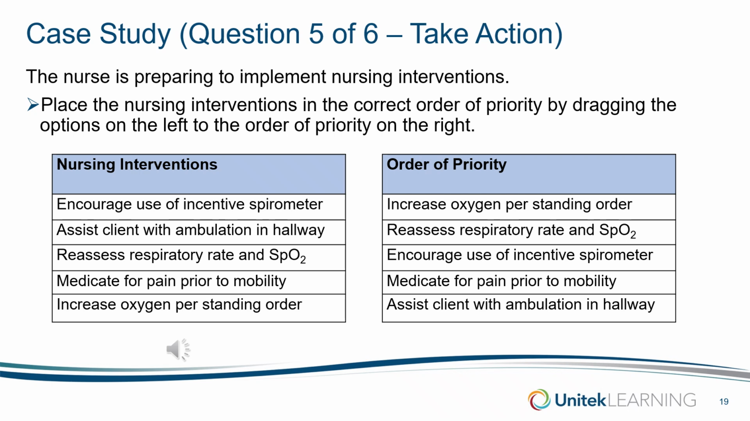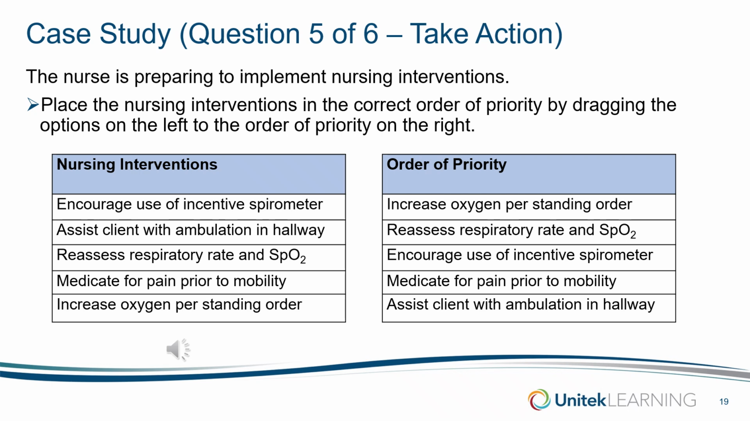Next, we'll reassess respiratory rate and O2 levels. It's important to assess that the increase in delivery of oxygen is working and that the saturation levels are increasing while maintaining a normal respiratory rate. Next, we will encourage use of incentive spirometer. This will expand the lungs to help with oxygen exchange that will then be delivered to the rest of the body. It will also assist with mobility of secretions to prevent pneumonia.